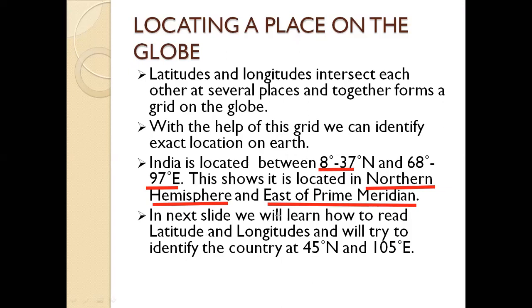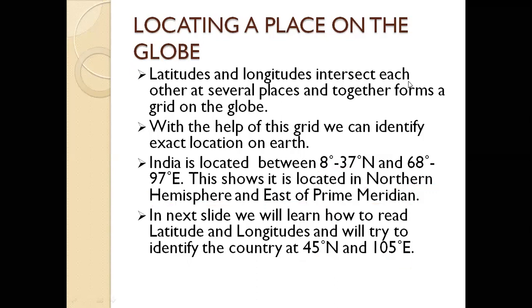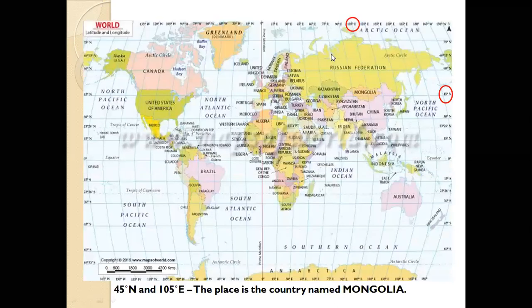In the next slide we will learn how to read latitude and longitude, and we'll try to identify the country at 45 degree north and 105 degree east. Fine. So here is the next slide. You can count the degree. We will start from the equator. In the northern hemisphere, 0, 15, 23, 30 degree, then 45 degree north. This is the degree of latitudes.